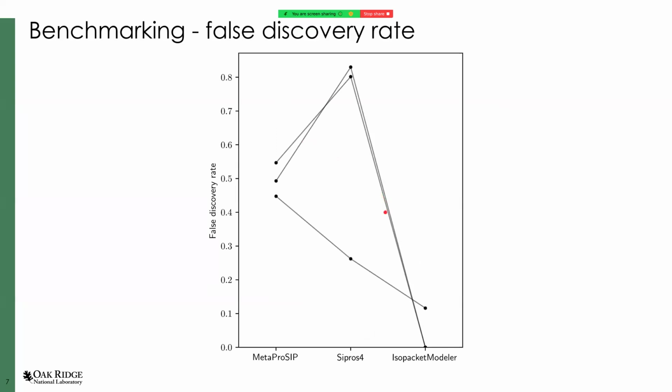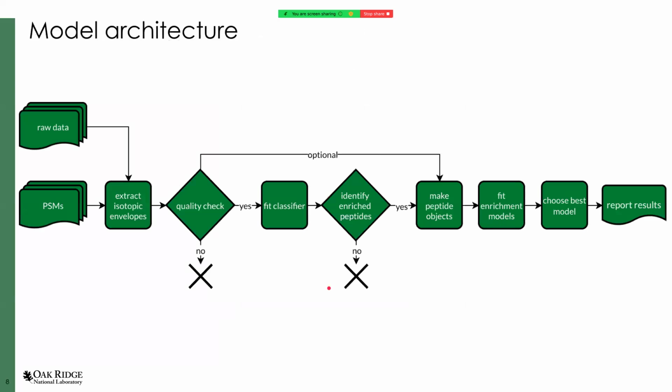There's another public data set that we found that has labeled E. coli spiked into a background of unlabeled bacterial synthetic community. And this allows us to estimate the false discovery rate. Isopacket Modeler, which includes a false discovery rate control step, has by far the lowest false discovery rate of these three tools. So how does Isopacket Modeler work internally?